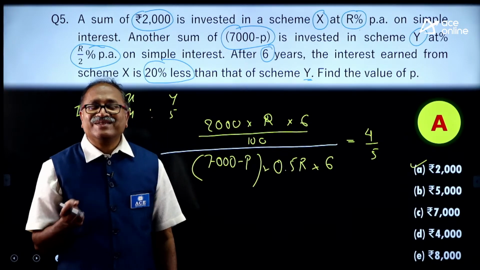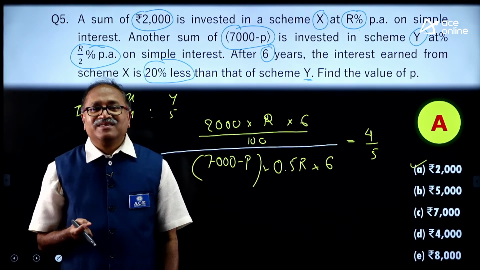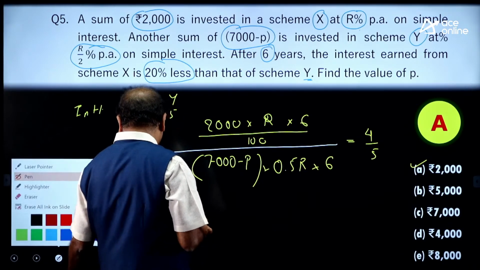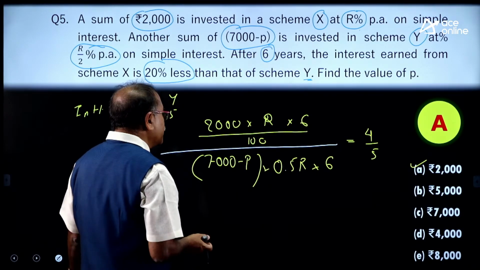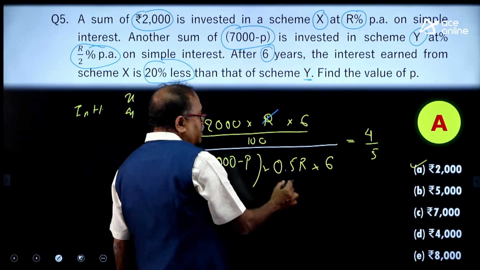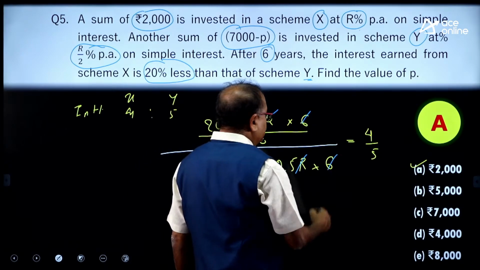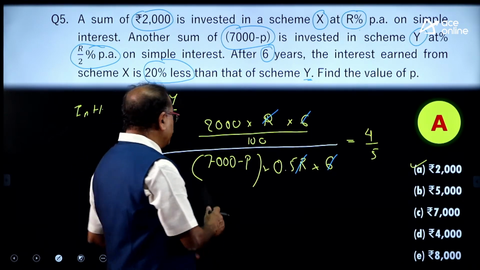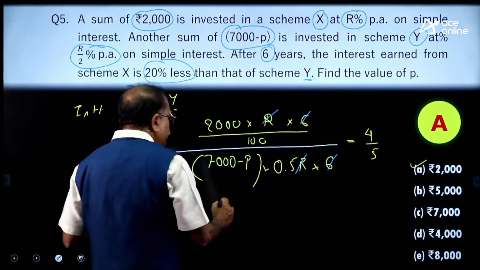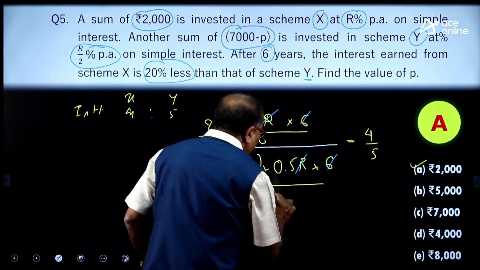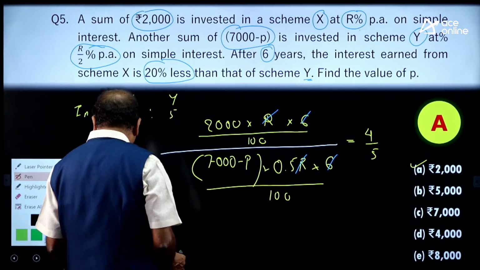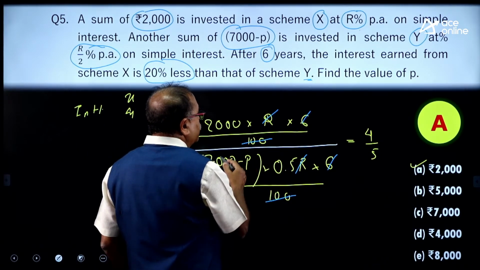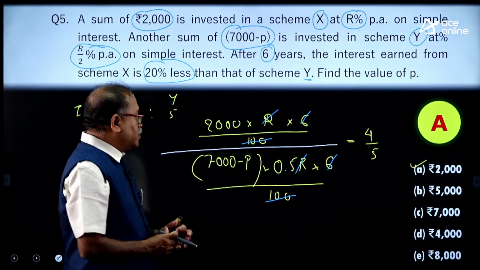By solving this you get the answer. You know the R is getting cancelled, 6 is getting cancelled, right. So, let us complete this cancellation part also. R is getting cancelled, the 6 is getting cancelled, and what else? This is PRT by 100, and your 100 is getting cancelled, right. The 100 gets cancelled. Okay.